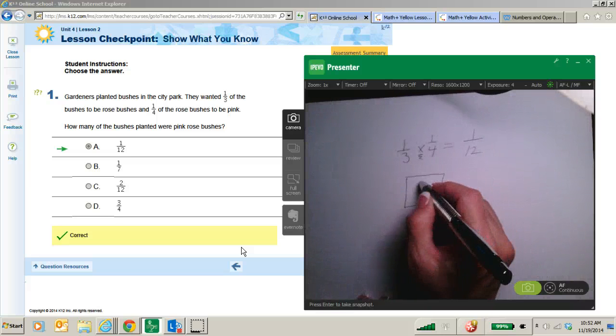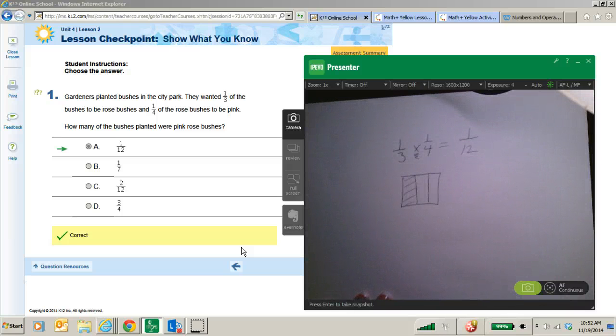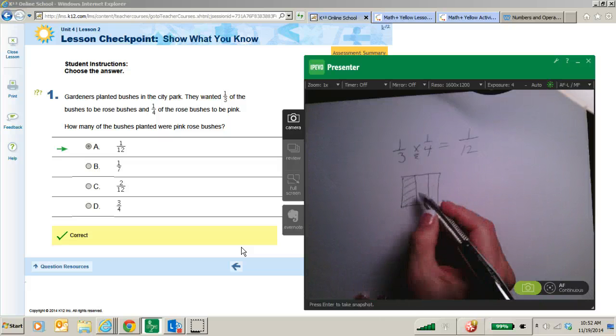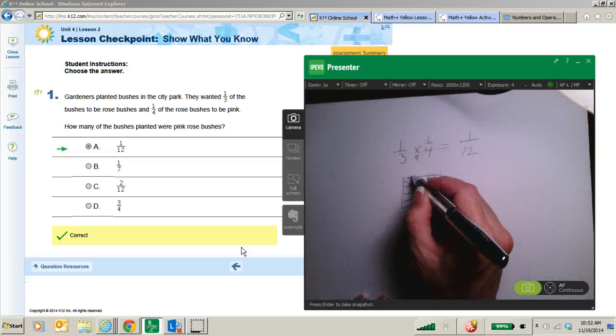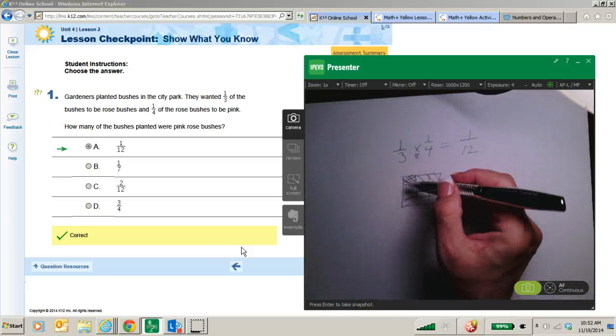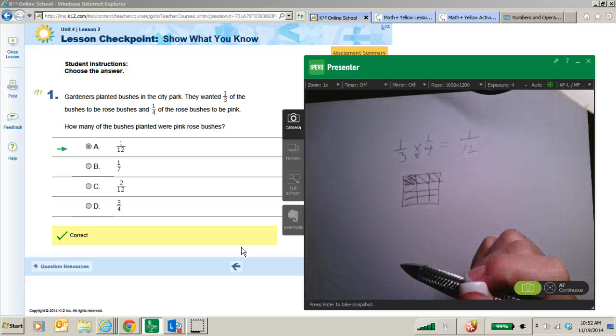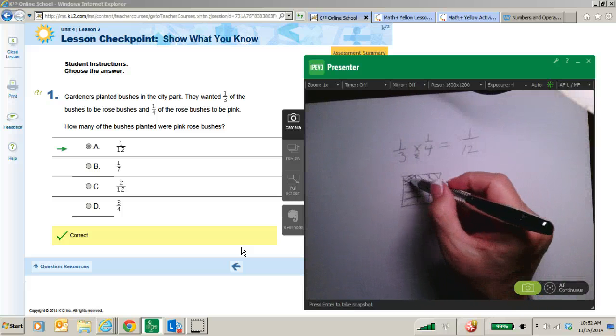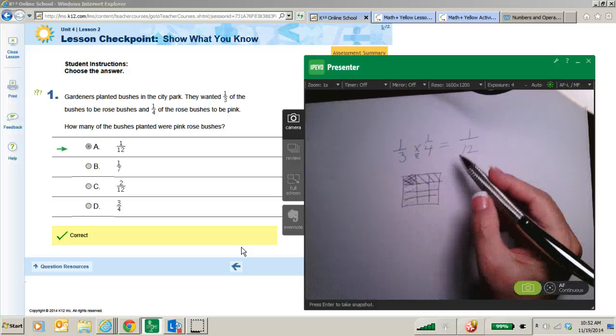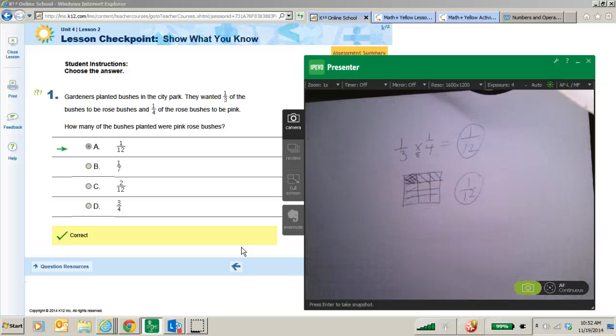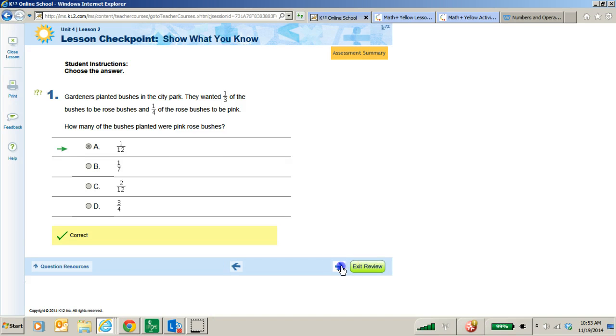If we use a model such as this and we divide our garden, here's our garden, here's our 1/3 of the garden is our rose bushes. But we want 1/4 of those 1/3 to be pink. So let's go this way to divide into fourths. And you can see that this section right here is where they overlap. That is 1/4 of my 1/3. If I count all the pieces, I have 1, 2, 3, 4, 5, 6, 7, 8, 9, 10, 11, 12, and I have 1 of the 12. So you get the same answer either way. This area model lets students really visualize what 1/3 of 1/4 or 1/4 of 1/3 actually is.